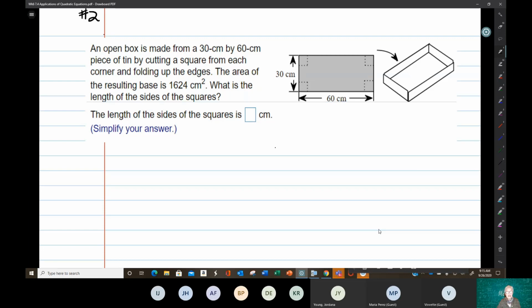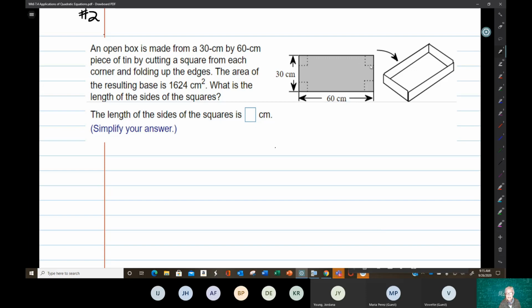An open box is made from a 30 centimeter by 60 centimeter piece of tin by cutting a square from each corner and folding up the edges. The area of the resulting base is 1,624 square centimeters. What is the length of the sides of the square?